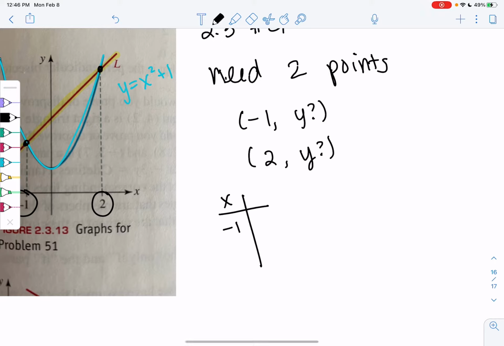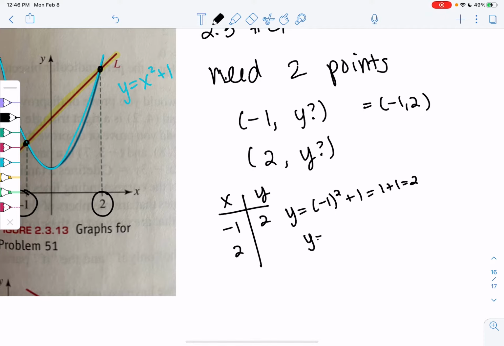So if x is -1, then y would be -1 squared plus 1, 1 plus 1, or 2. So my first point is -1, 2. My second point would then be x is 2. So we'll do y equals 2 squared plus 1. 4 plus 1 is 5. So my second point would be 2, 5. So now we have 2 points, and we can find the equation of a line.